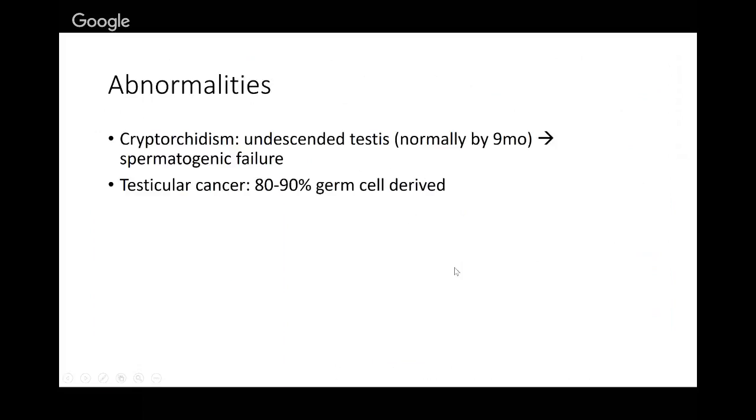Okay, so abnormalities at this point is cryptorchidism, so undescended testes. Normally, testes got to descend by 9 months. If not, then you will have spermatogenic failure and leading to infertility. And you can have testicular cancer, and 90% of testicular cancer is germ cell derived.